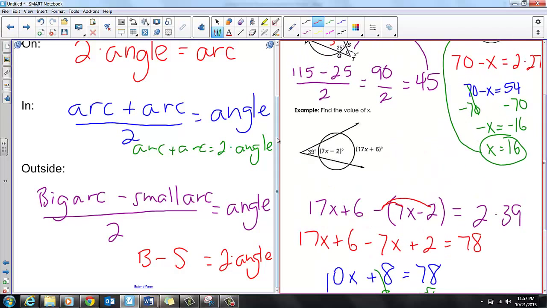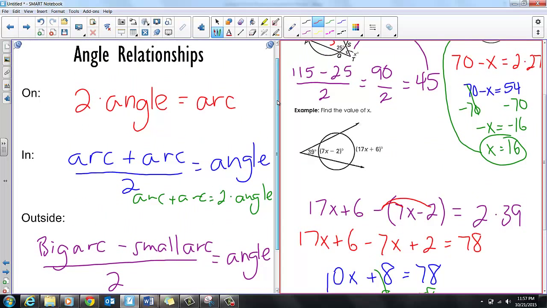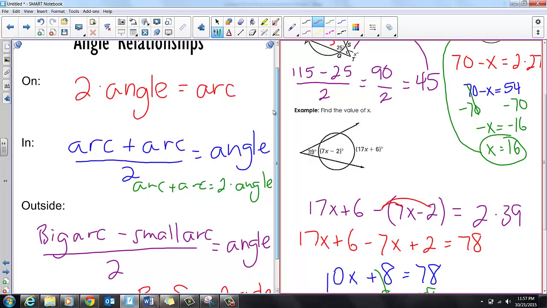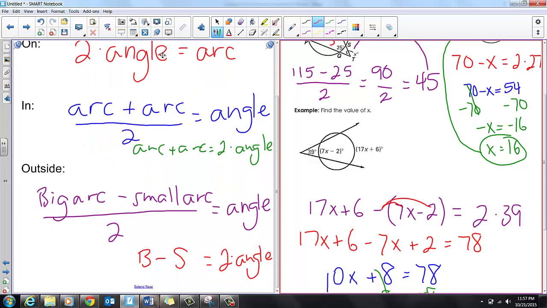So we've gone over the 3 possibilities for vertices to meet: inside of a circle, on a circle, and outside of a circle, using these 3 formulas. Hope this helps.